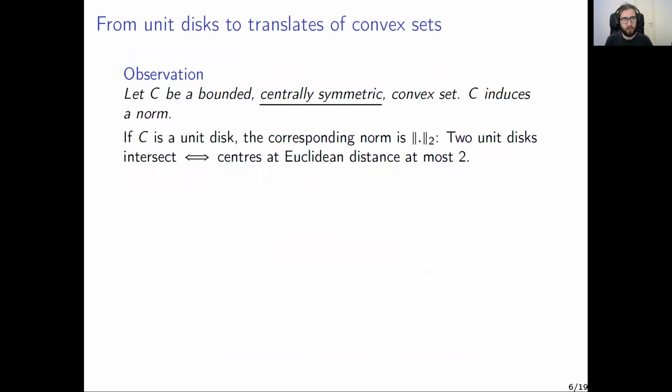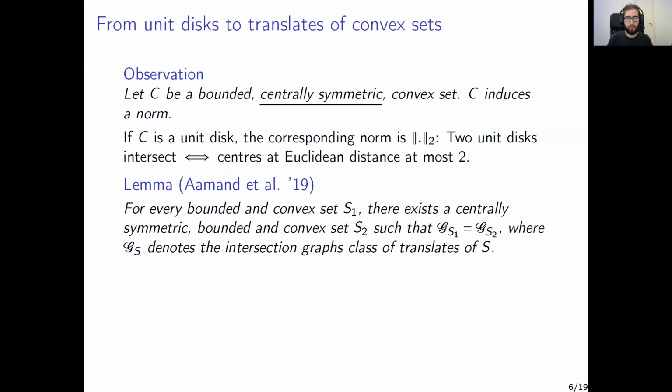Okay, so now let's go to our problem. First, let us consider a set C that is bounded and convex, but as a start, let's assume that it is also centrally symmetric, meaning that there is a point in C such that there is a central symmetry around it. If you think a little about it, you will observe that C induces a norm, by which I mean that there is a corresponding norm to C. In particular, if C is a unit disk, then the corresponding norm is just L2. And by that, I mean that two unit disks intersect if and only if their centers are within Euclidean distance 2.